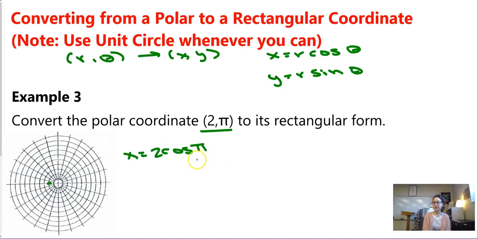So if we give you an angle that's on the unit circle, use your unit circle so that you're getting an exact answer. So what is cosine of pi if you think about your unit circle? That is -1. So 2 times -1 is -2.